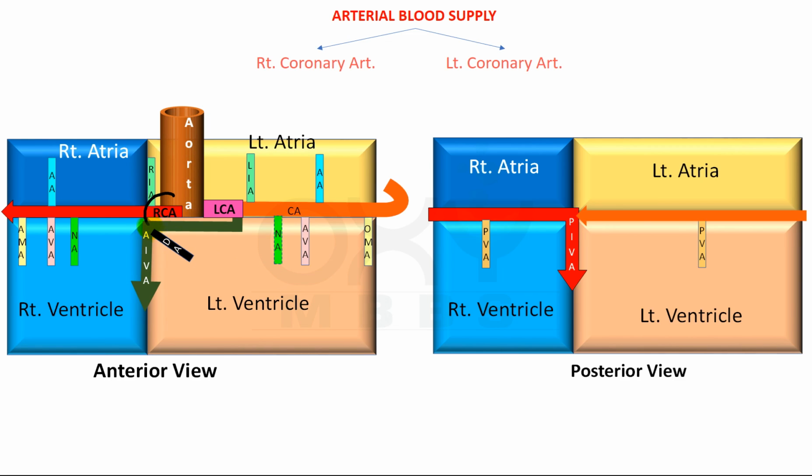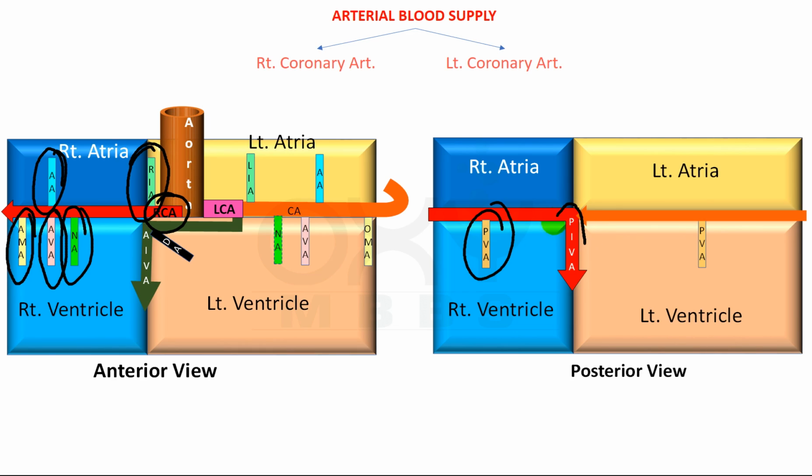So again, the branches of the right coronary artery are the right infundibular artery, SA nodal branch, atrial branch, anterior ventricular branch, posterior ventricular branch, the acute marginal artery, and in the posterior interventricular groove there is the posterior interventricular artery.